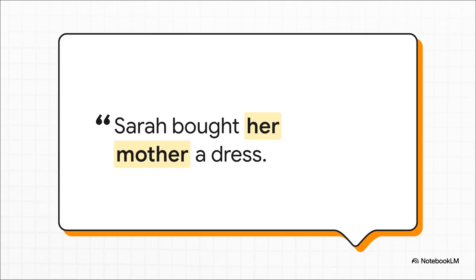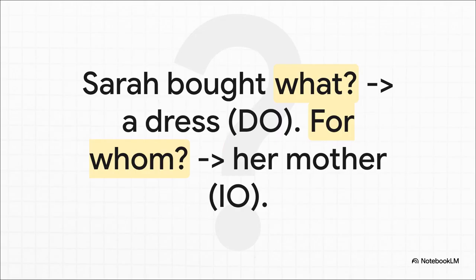Okay, let's bring Sarah back to the stage. This time, Sarah bought her mother a dress. See, the scene is getting a little more complex now, with more characters involved. And this breaks it down perfectly. The subject is Sarah, the verb is bought. Now let's use our secret question. Sarah bought what? A dress. That's our direct object. But now for the supporting role. For whom did she buy the dress? For her mother. And there it is.